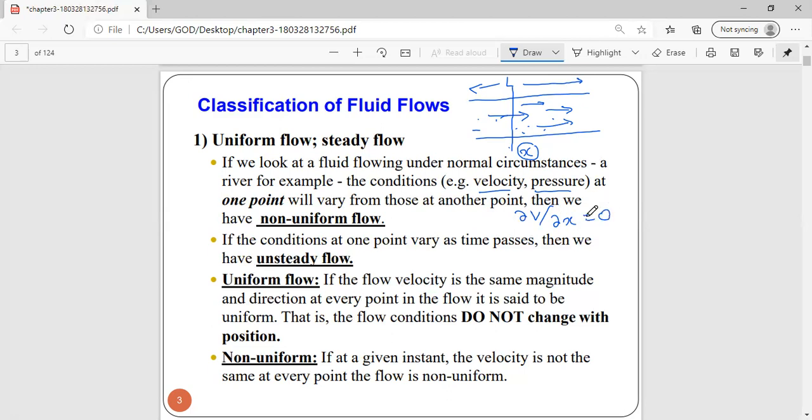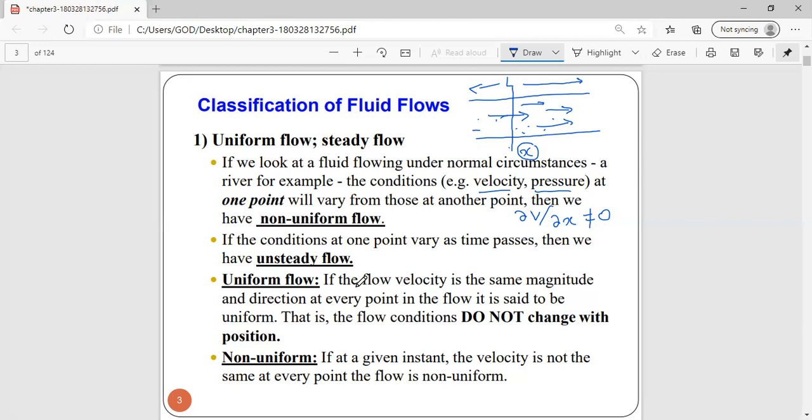There is no change. Then we call that flow uniform flow. If it is not equal to 0, then we call it non-uniform flow. Okay, I'll repeat again. Uniform flow is simple as it is.